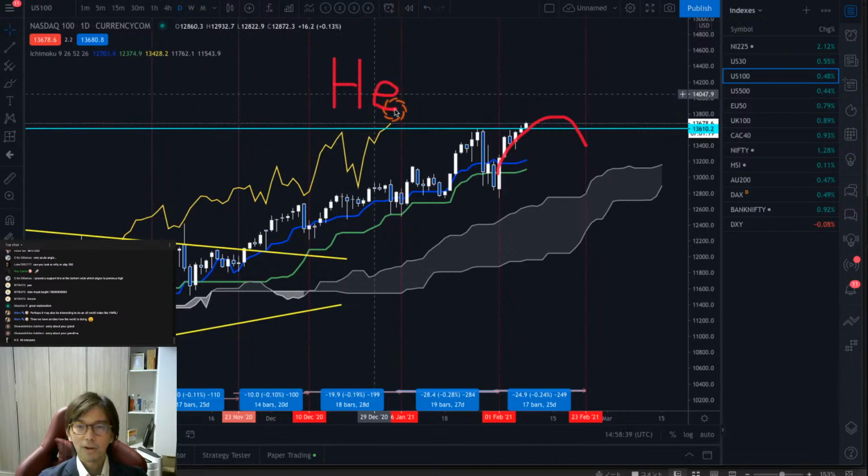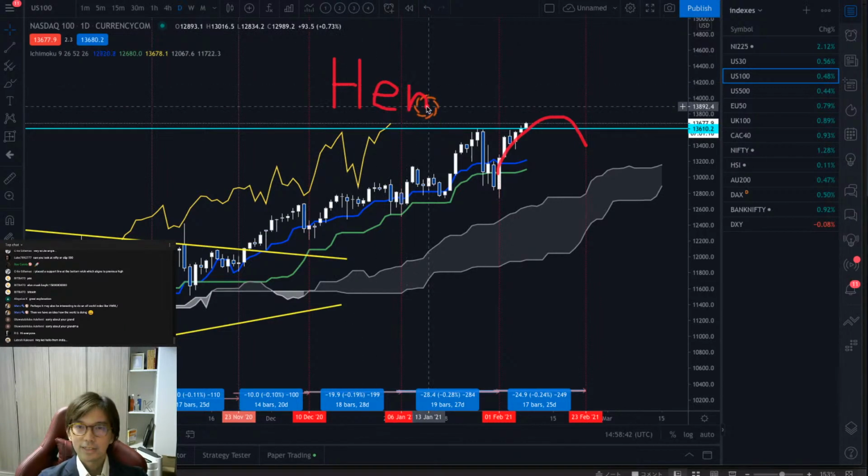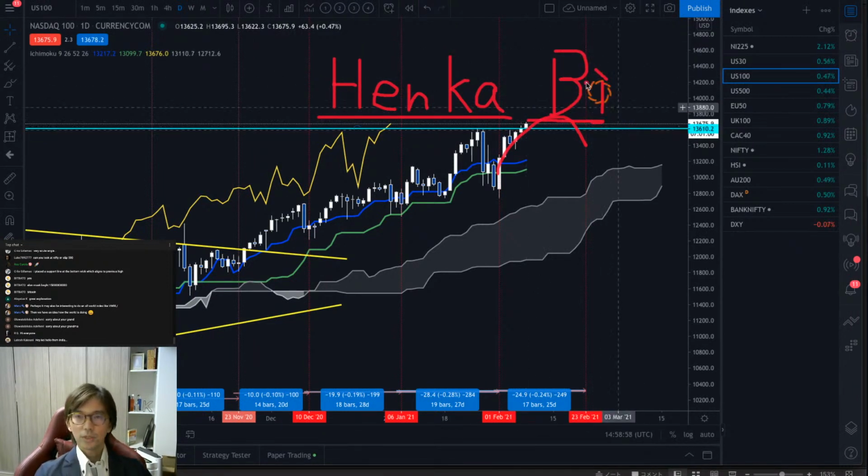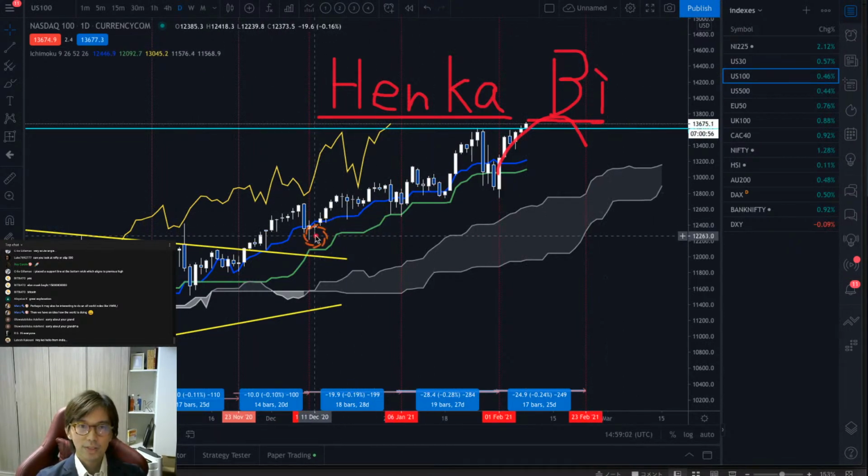So this is a little bit of a Japanese language lecture, but henka means change, and bi means a day in Japanese. So henkabi means day of change in Japanese. So in this time cycle Nasdaq daily chart, these lows are in henkabi. That's why the next henkabi might be the 23rd of February.